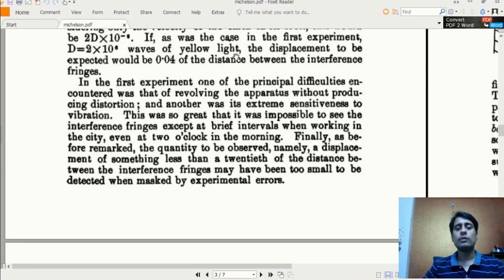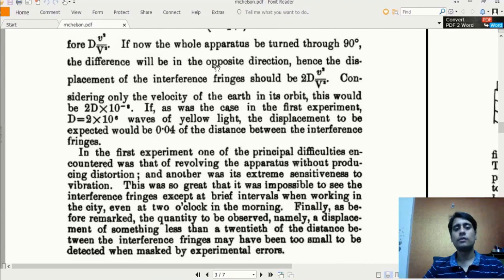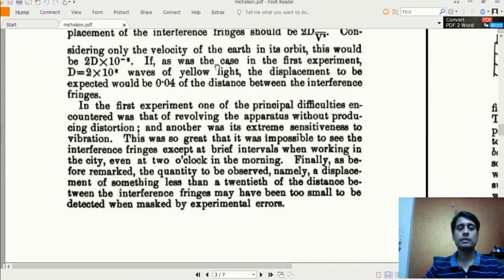Waves of yellow light. So if, as was the case in the first experiment, D is equal to 2 into 10 to the power 6 waves of yellow light, the displacement to be expected, all of this you can refer to from the last lecture, because here the explanation is very short, so you need more elaboration, which was already discussed in the last lecture. So from the theory we now come to the results, because we are mainly concerned with the results of the experiment here. Theory we have already discussed.